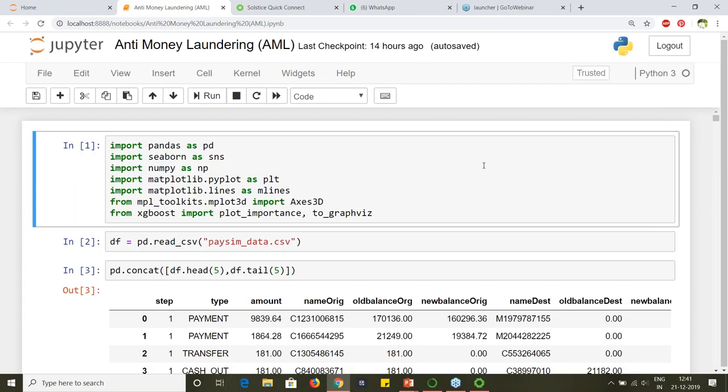Okay. So the data set that I have used here is a synthetic data set. Here in this data set, I have 65 lakh samples. So out of these 65 lakh samples, initially we can see.